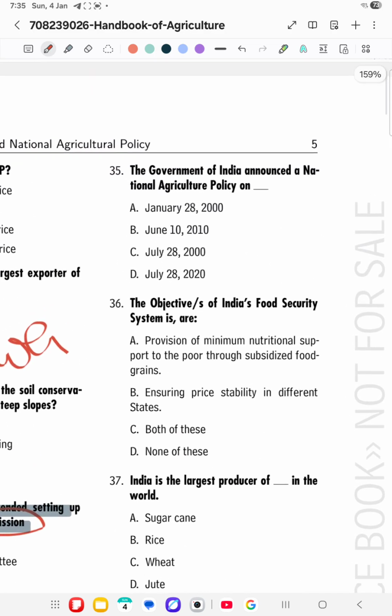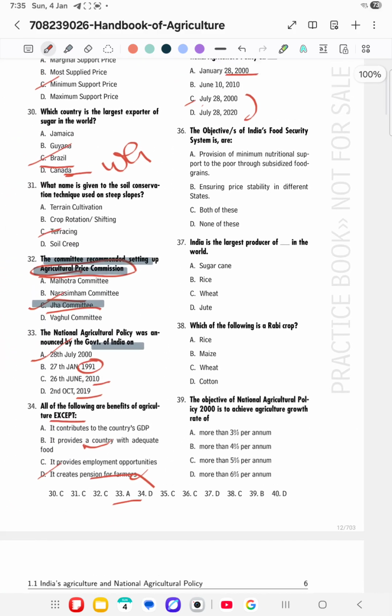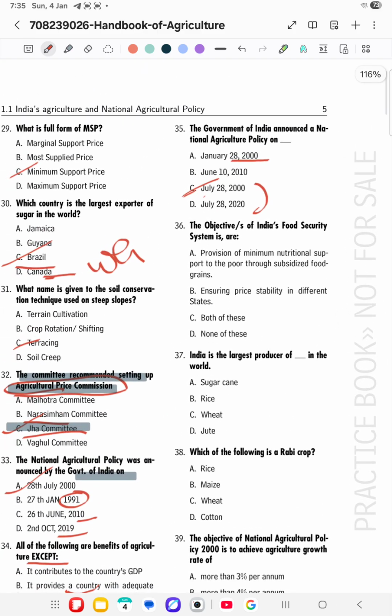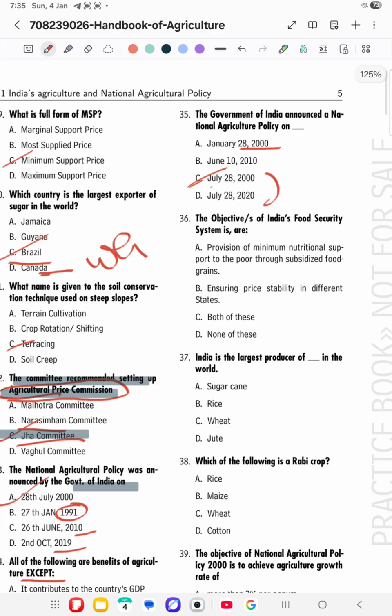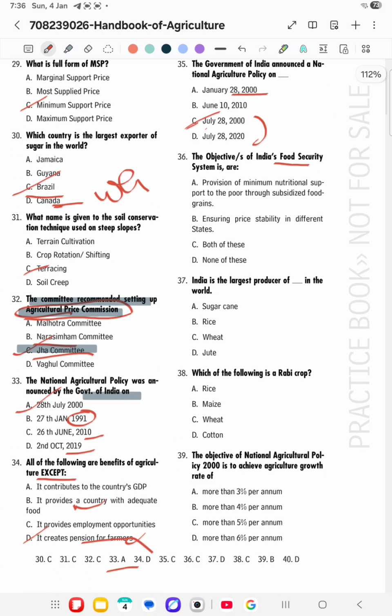The government of India announced a national agriculture policy in July 2000. Option C, 35C. Yes, July 2000. The objective of India's food security system is provision of minimum nutritional support to the poor through subsidized food grains, ensuring price stability in different states. Both of these, or none of these? I think it will be both of these.